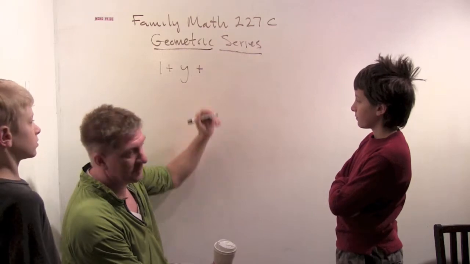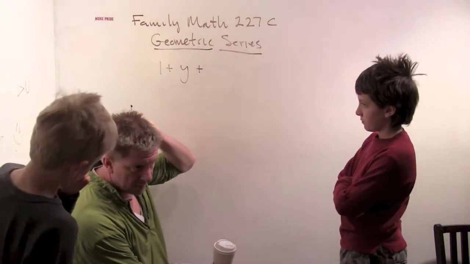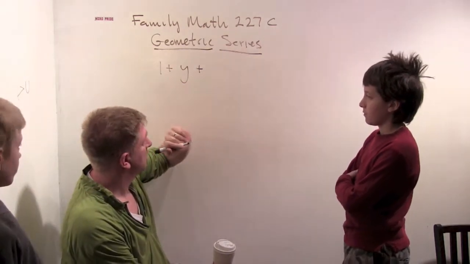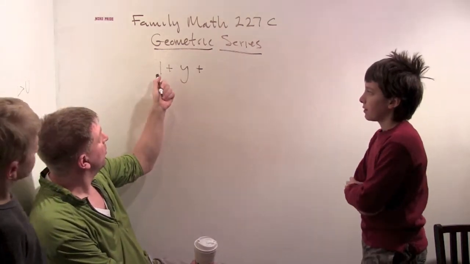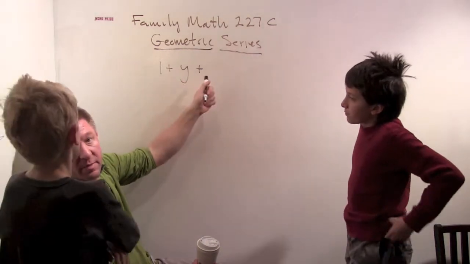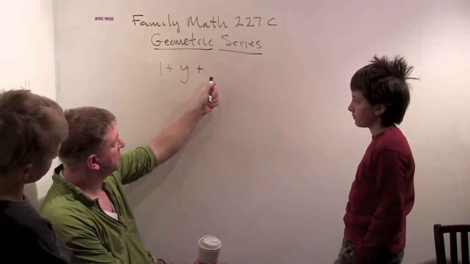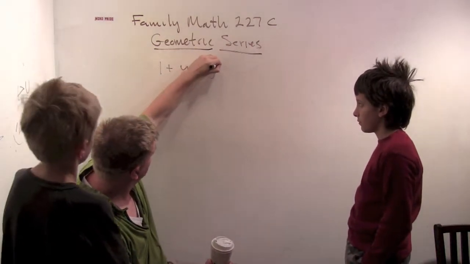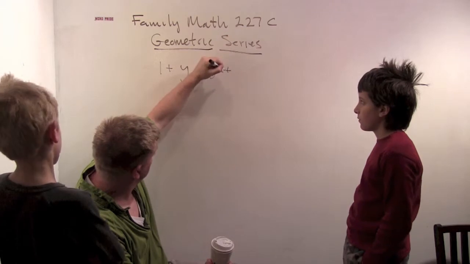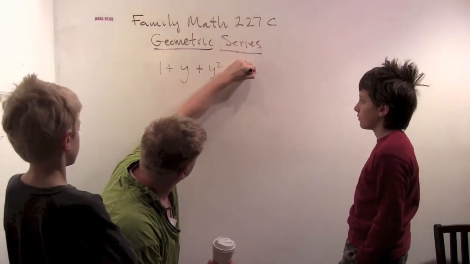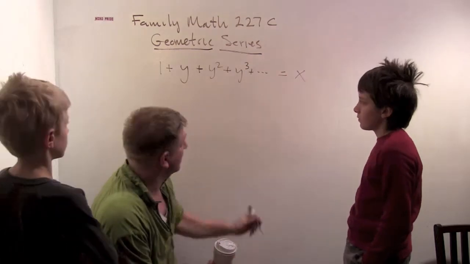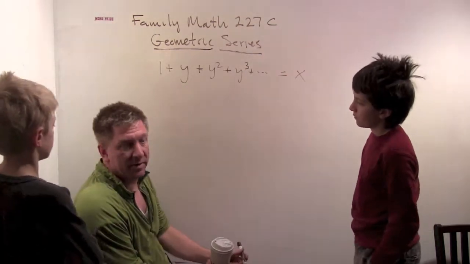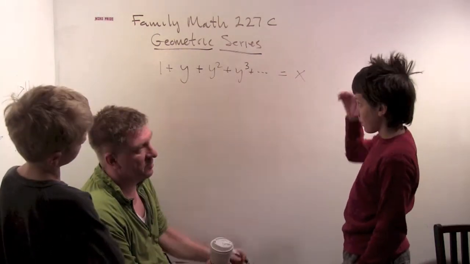What would the next term be? Well, it would be y times something. Y times y. From one term to the next, I multiply always by the same thing. So I multiply by y, and the next term is y squared, and then plus y cubed. And we'll just say this is x, some unknown x. I've got an unknown y on this side and an unknown x on this side. We're trying to see what this series sums up to.